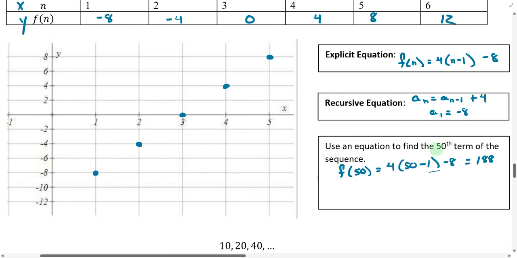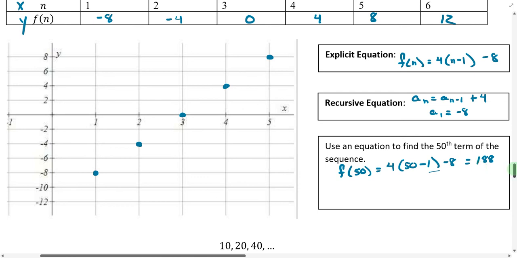Predicting, right? So it tells us to predict what the 50th term is going to be. So I'm going to go to my function. I'm going to replace the input with 50, which means I'm going to replace the n with 50, calculate. You should get 188, right? So if I were to continue this table all the way to n equals 50, I would see a 188 in the f of n slot, okay?